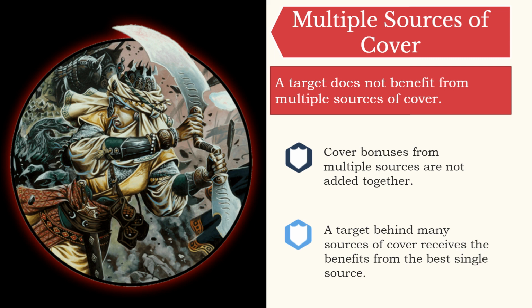If the target was behind both a portcullis, 2 orcs, and a low wall, they'd only receive the benefits of 3/4 cover from being behind the portcullis. Again, just remember, you do not add the bonuses together, you only grant the benefits from the single best source of cover.